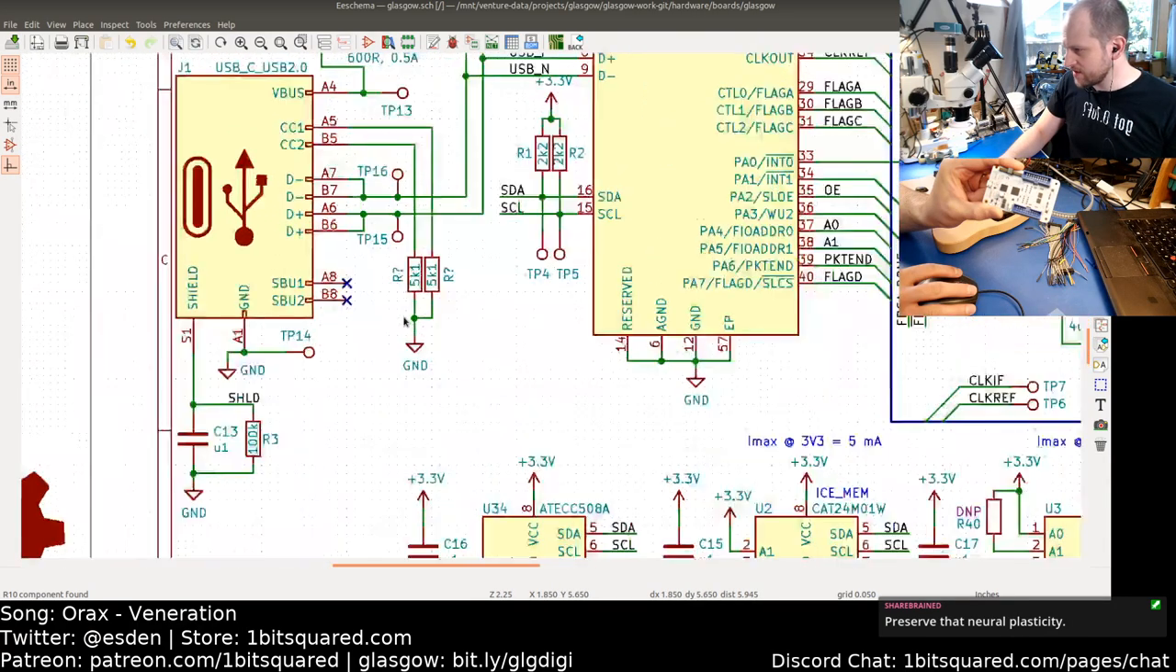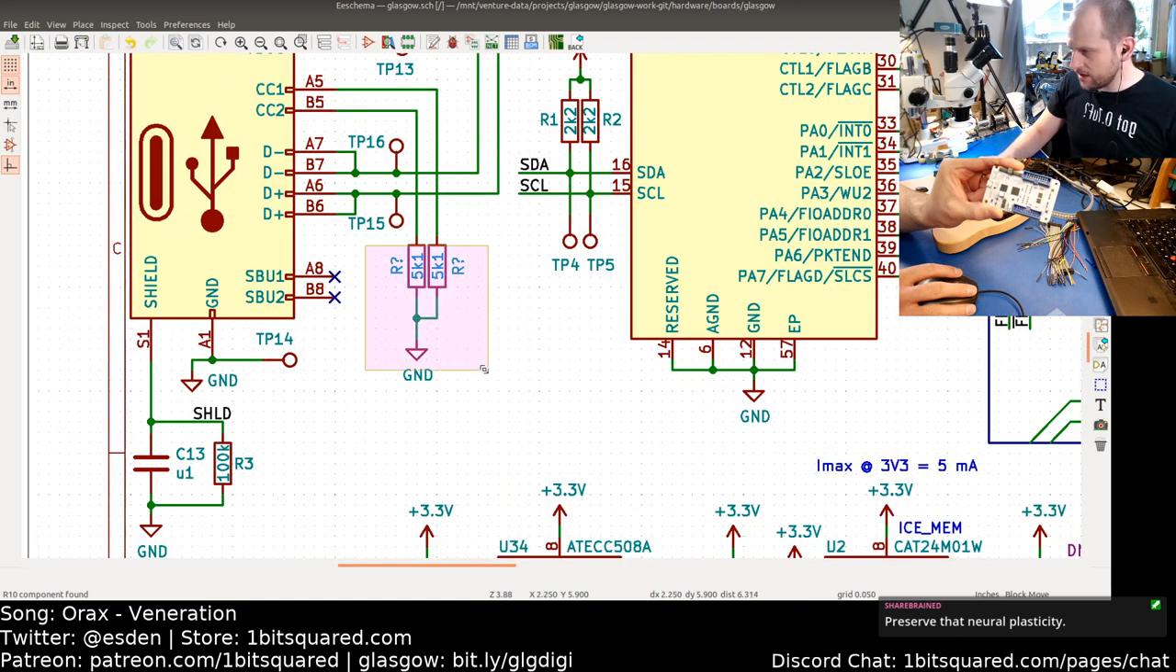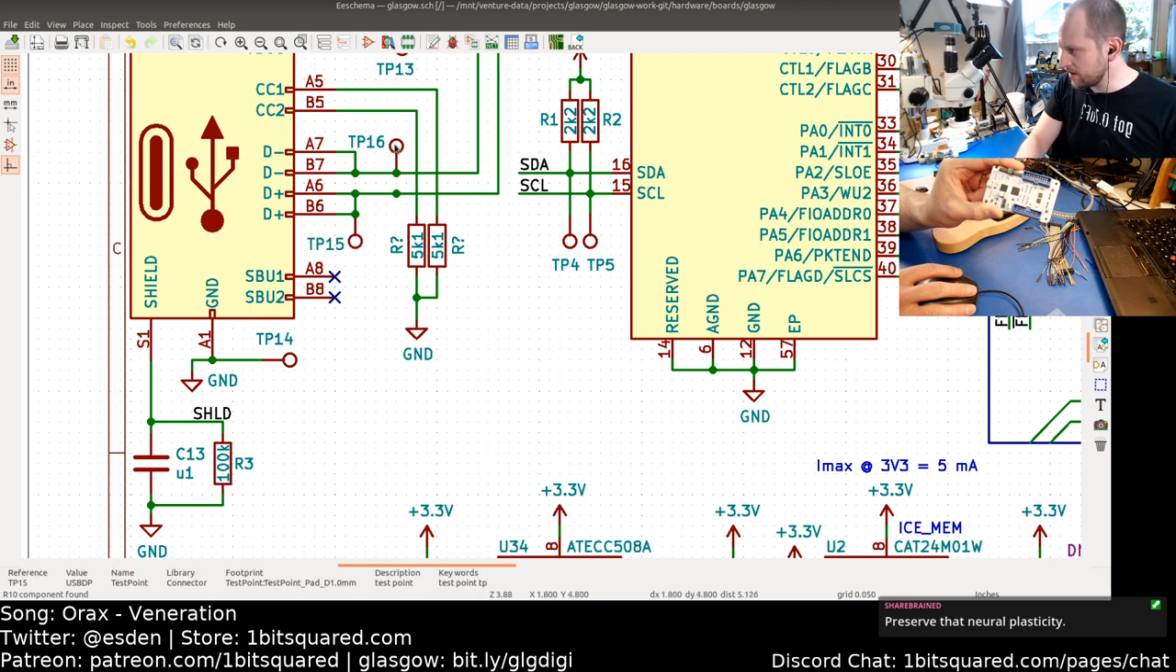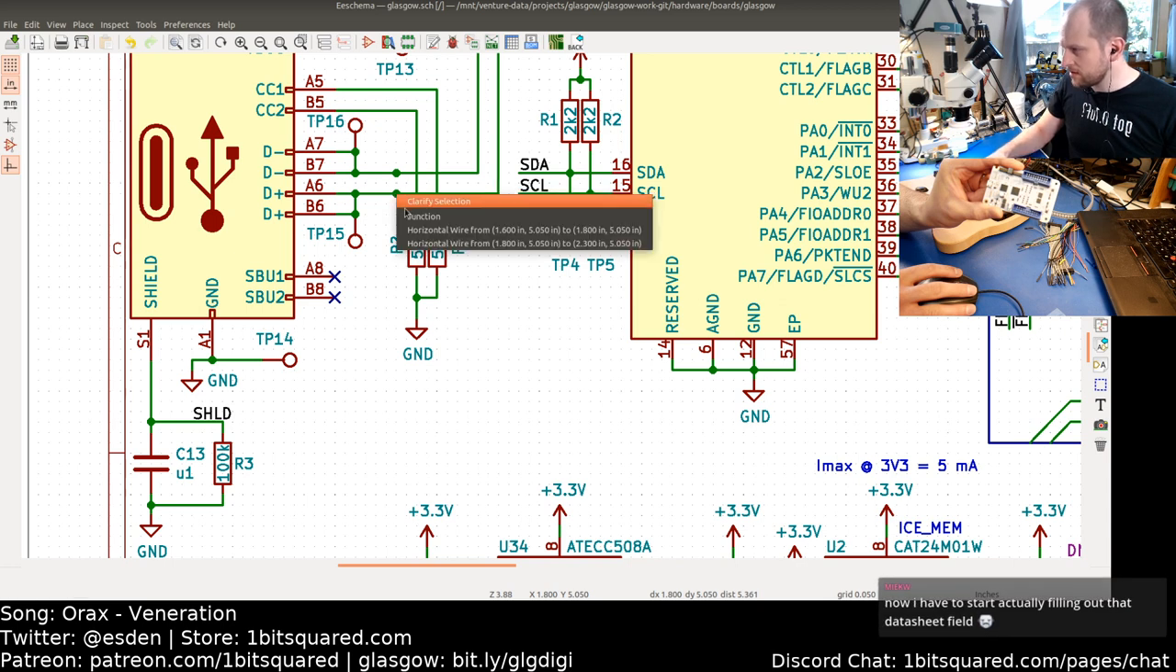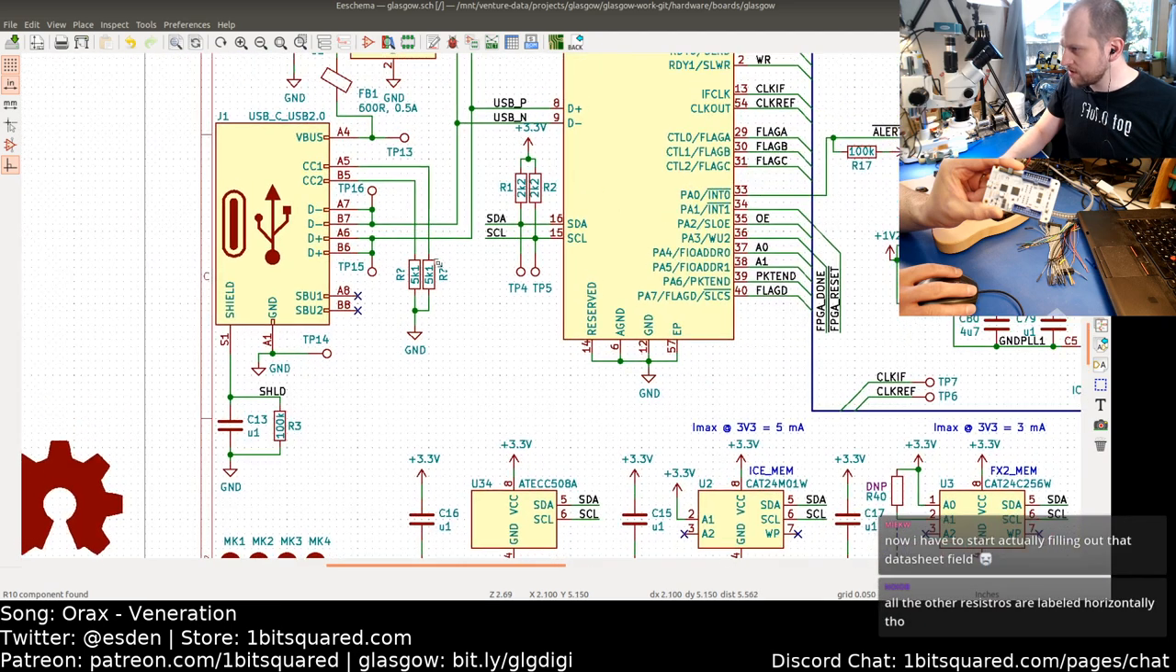Now the question is, can we squish it down a little bit? Tab. Like this. Maybe I should put the test pads here on the right side. Would that make more sense? Or maybe even put them here. Yeah, that makes more sense, I think. Something like that. And then I can junction. And then I can squish this down.